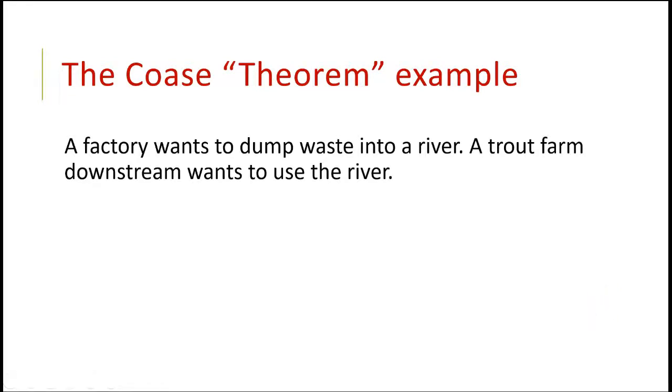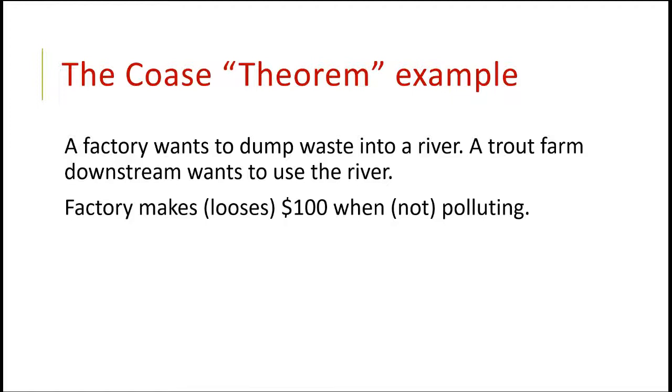Let's imagine the following scenario. A factory wants to dump waste into a river. The river is our common resource. At this point in time, no one owns the river. Anyone can use it. Further downstream, there is a trout farm that also wants to use the river. So we have conflicting uses over the river. It's rivalrous.